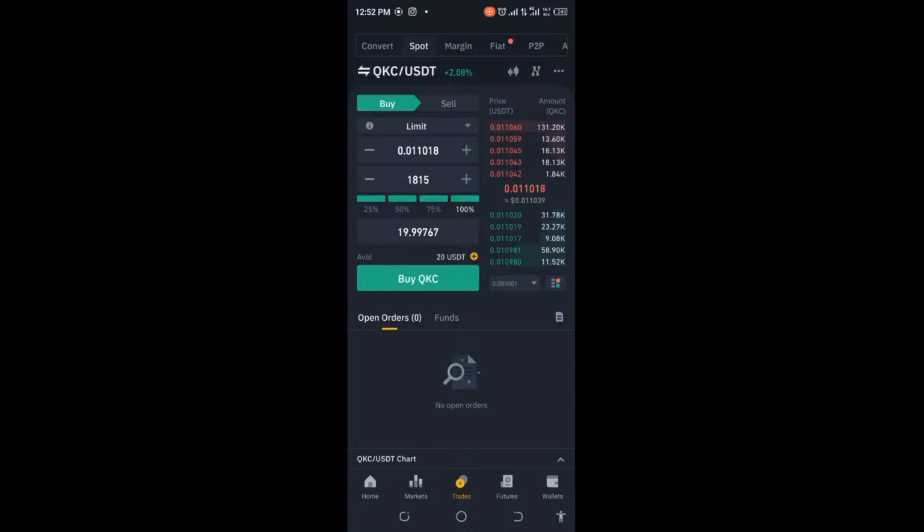If I buy this and wait, what's going to happen is I'm just going to get 1815. But if I click on, let me go back. If I click on the first red, and I put 100%, I'm just going to lose 4 of that. So that's like 4 cents.